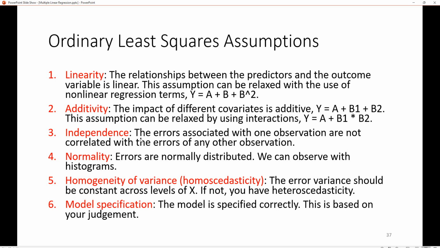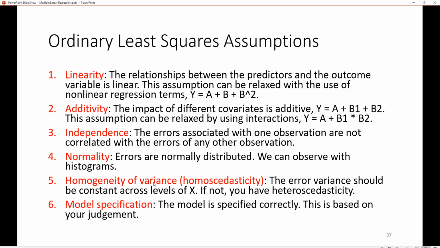For our third assumption, it's independence. The errors associated with one observation are not correlated with the errors of any other observation. So if my data is in there and I have 5 rows of data just for me, then my observations are now correlated. So that would be a violation of the assumption. Normality: errors are normally distributed. We can observe with histograms.